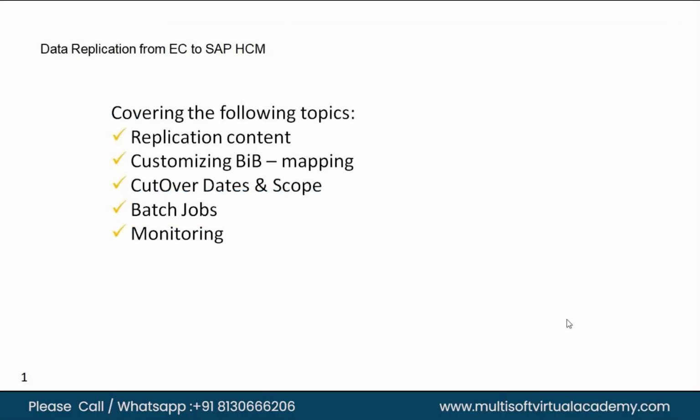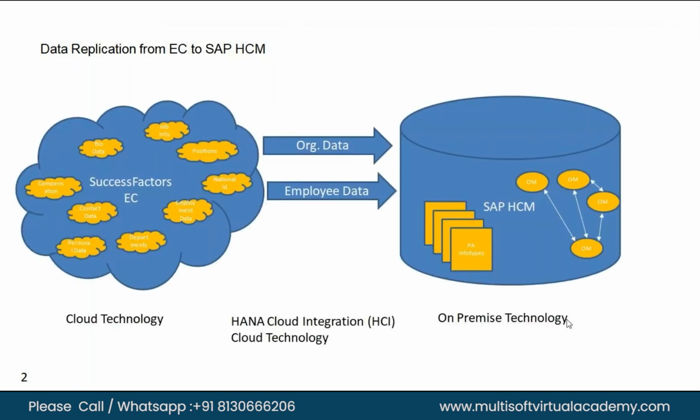So today we will cover these items: replication content, customizing VIB mapping, cutover dates and scope, batch jobs, monitoring. So basically, the data migration or data replication is working in such a way that, if you see, this is the SuccessFactors cloud technology, which is taken care of by the SAP system. All the EC content, the employee profile, job information, all employee profile related stuff was maintained in the SuccessFactors EC system, Employee Central.